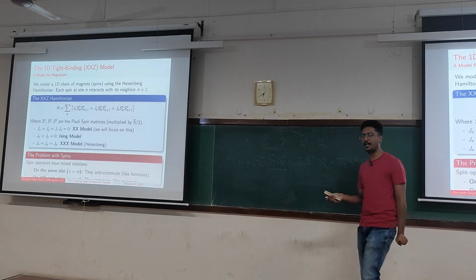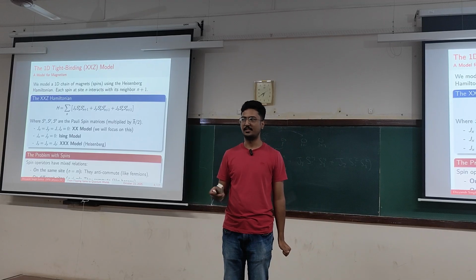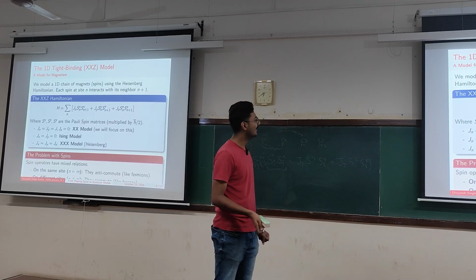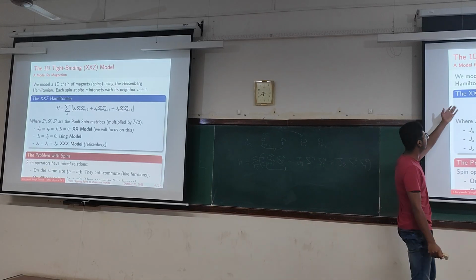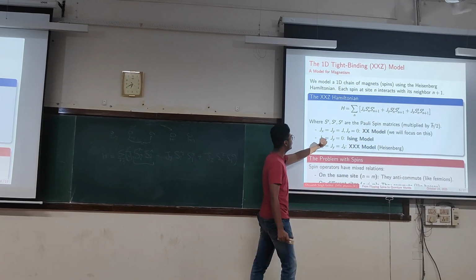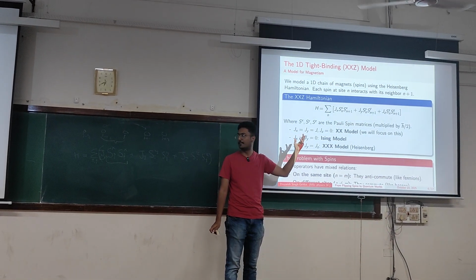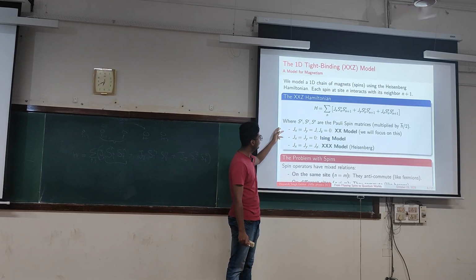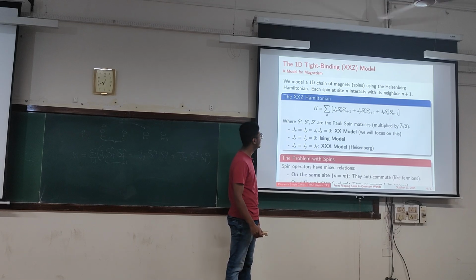So far, does anybody have any questions? It's all smooth right now. So this is an XYZ model: the x term, y term and z term. These are Pauli matrices. Spin is defined by Pauli matrices, and h-bar by 2 is the normalization.